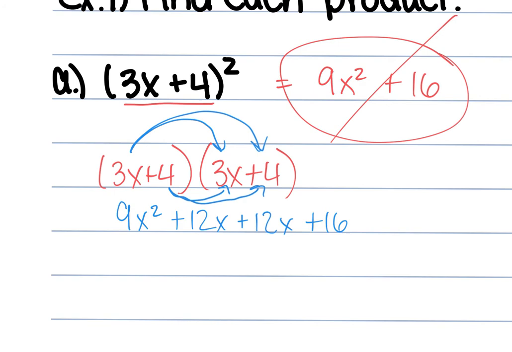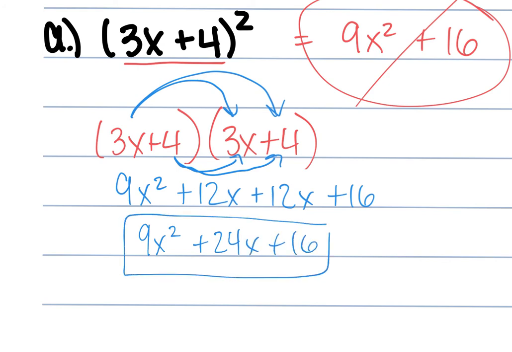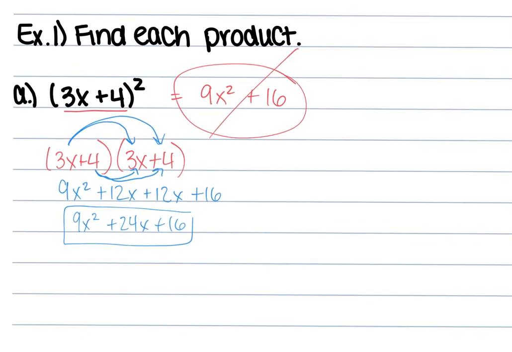All right, what can I combine? The 12x's. So what's my final answer? 9x to the power 2, plus 24x, plus 16. Okay, this is the way that we know how to do already, right? This is foiling, okay? So we're going to hold off on the shortcut. I'll show you it in a second. Do we have to use the shortcut? No, okay? So let's do the second one.